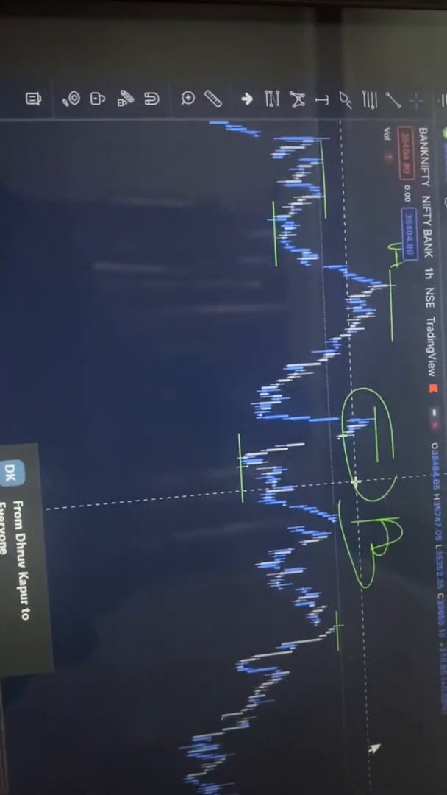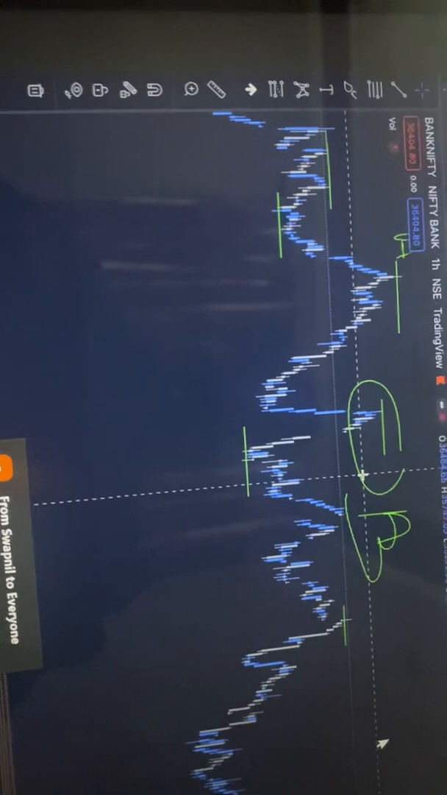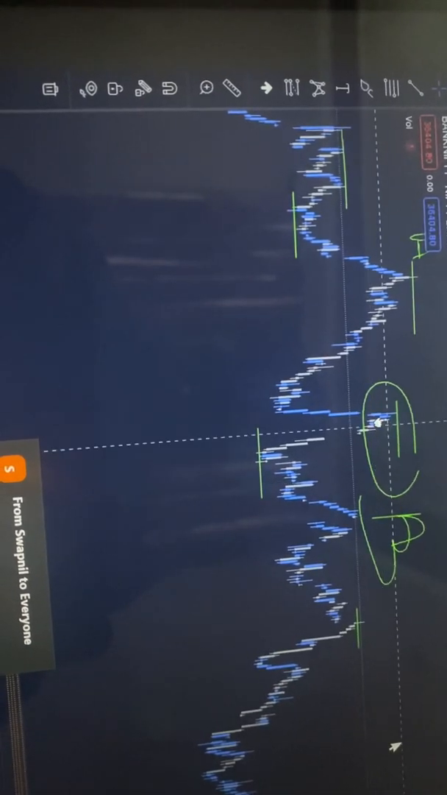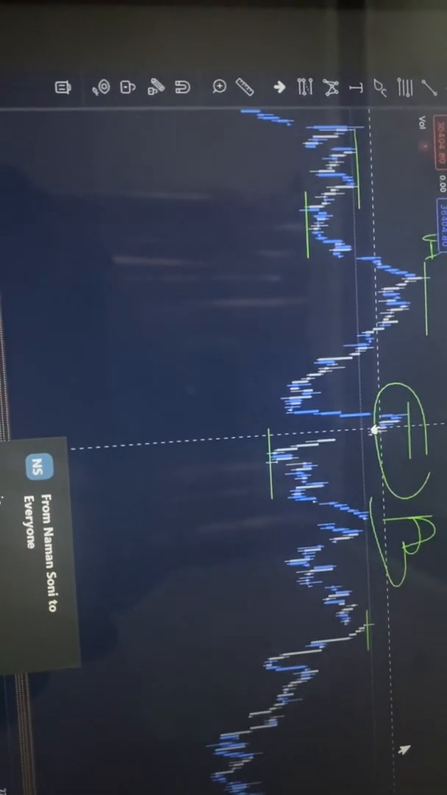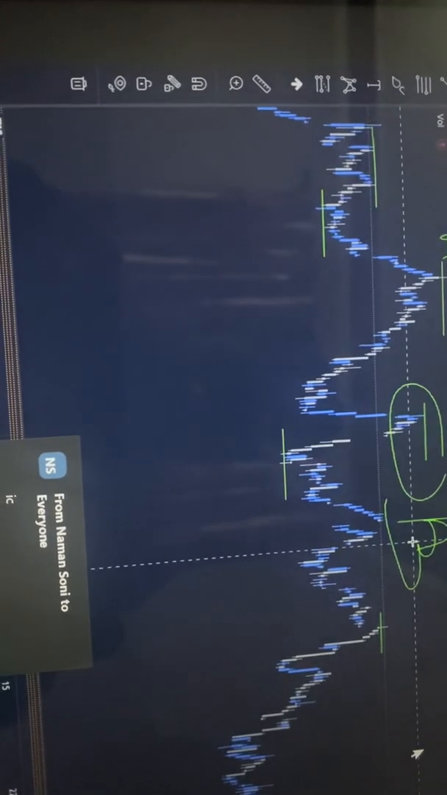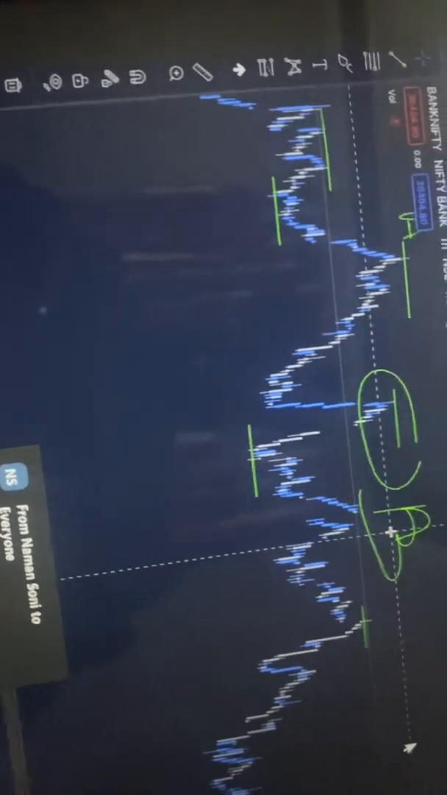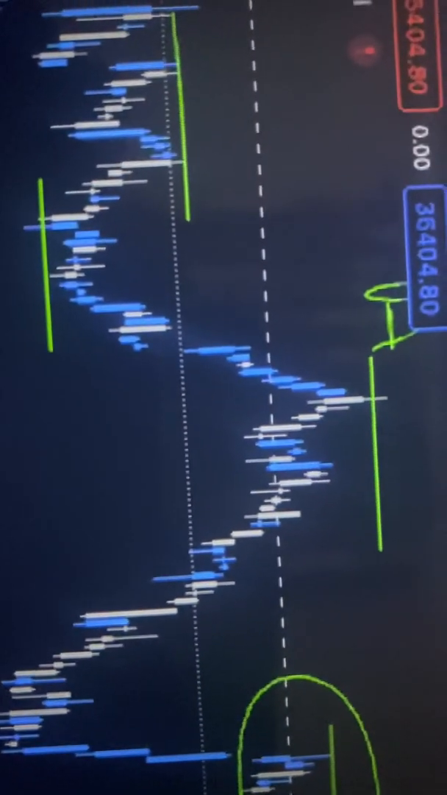There are two ways you can take an entry. One is an inside candle, perfect. Second is a bearish engulfing, perfect. After the bearish engulfing, a doji is forming, sir. Where is the confirmation? On the next day. Can I go short? Yes or no?